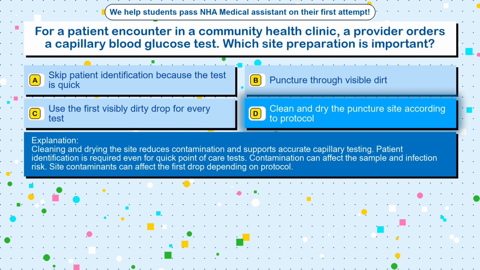Cleaning and drying the site reduces contamination and supports accurate capillary testing. Patient identification is required even for quick point-of-care tests. Contamination can affect the sample and infection risk. Site contaminants can affect the first drop depending on protocol.